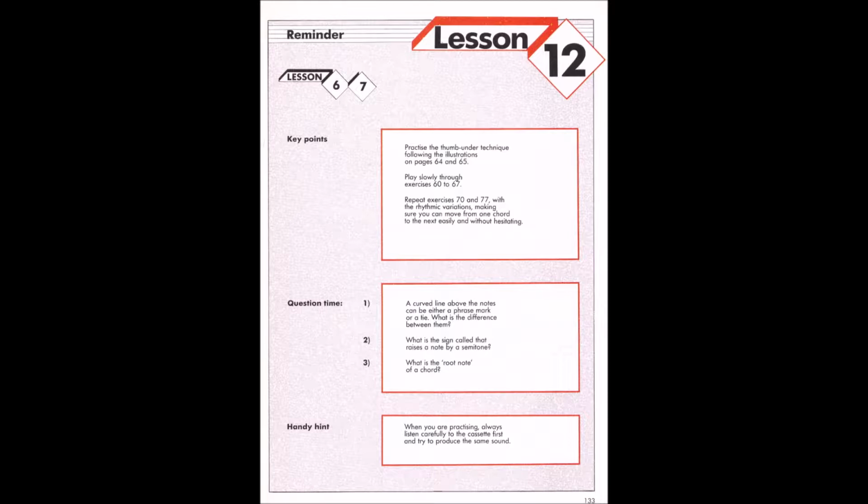Turning to question 2, the sign that raises a note by a semitone is a sharp. And in question 3, the root note of a chord is the note that gives the chord its name. For example, C in the chord of C major, G in the chord of G7, and so on.